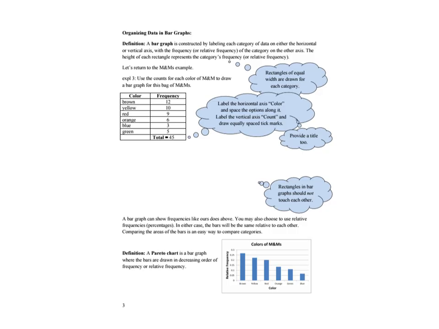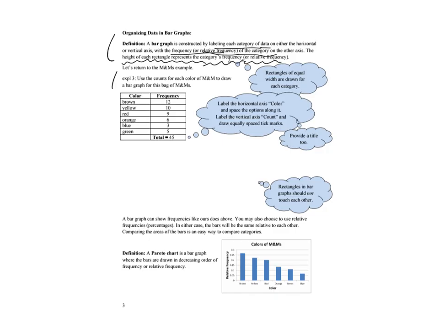Okay, so here's our definition of a bar graph. It's constructed by labeling each category of data on either the horizontal or vertical axis with the frequency or possibly relative frequency of the category on the other axis. Once we draw a bar graph, I'm sure you're going to be like, yes, that's what that is. I mean, it's pretty standard. The height of each rectangle represents the category's frequency or possible relative frequency, if that's what you do.